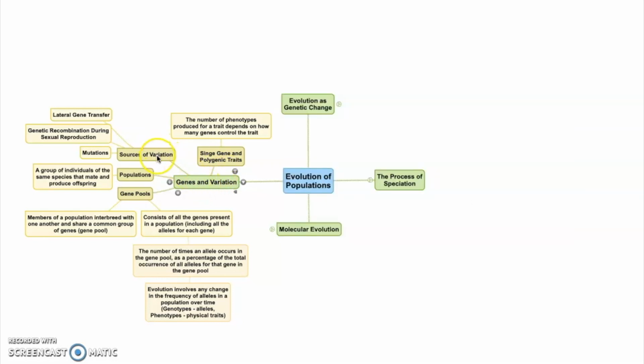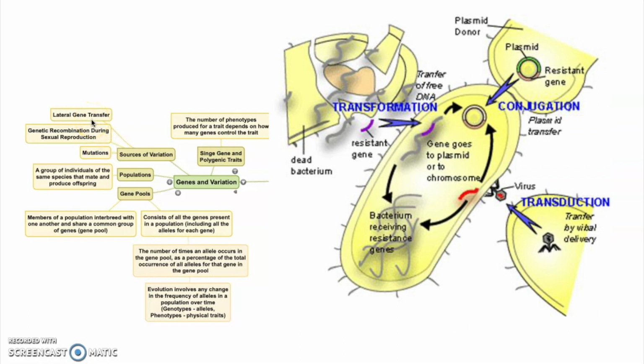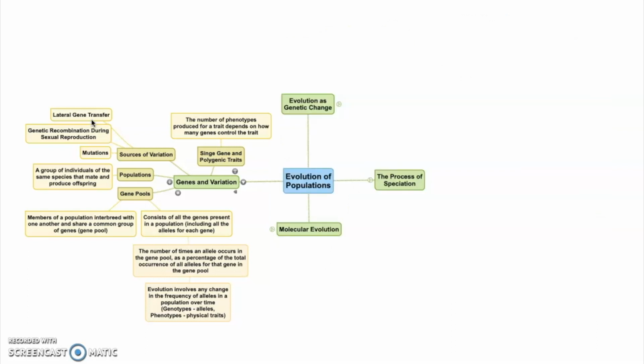So what are sources of the variation? Well, you can get mutations, you can have recombination during sexual reproduction, and you can have lateral gene transfer. Remember we talked about transformation of bacteria; this would be an example of lateral gene transfer. We're looking at populations. Remember, we're going to define a population as a group of individuals of the same species that can mate and produce offspring.